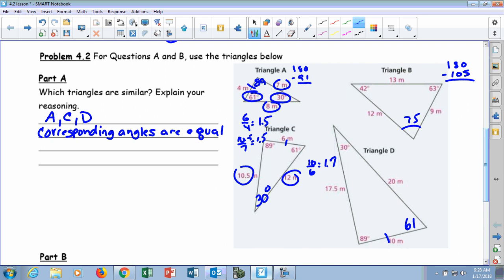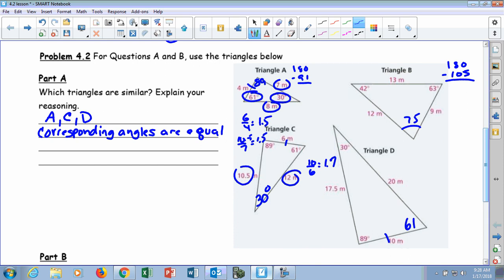So when I go from C to D, these aren't going to have the same numbers, 1.7 and 1.5, because these are three different size triangles, right? But if all the sides had the same ratio of scale factor, we're good. So between A and C, we know that's good because the scale factor is constant. So go from C to D. We did the 10 divided by 6.